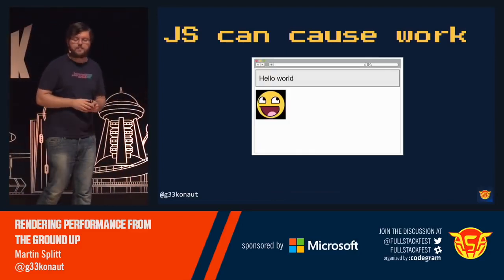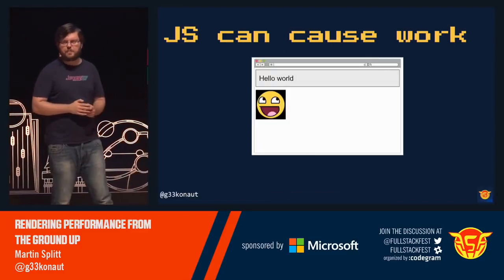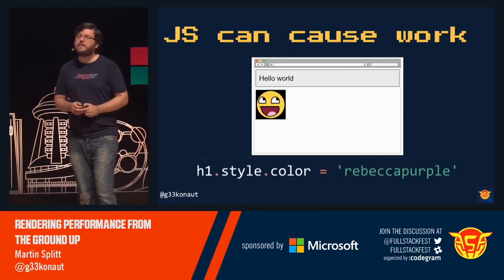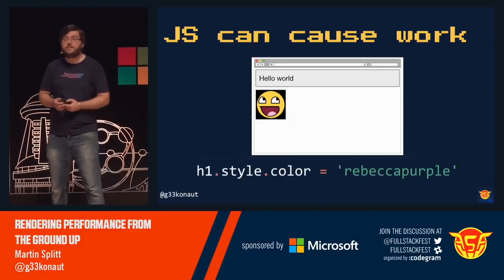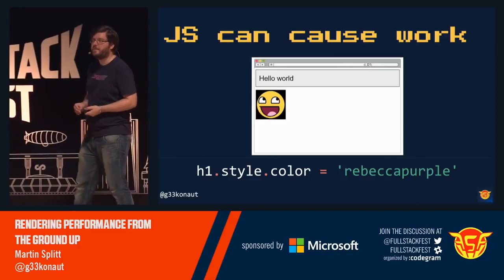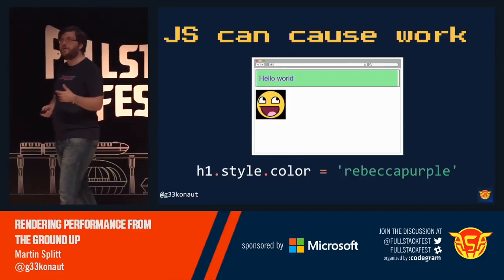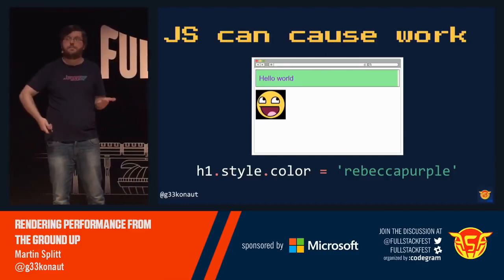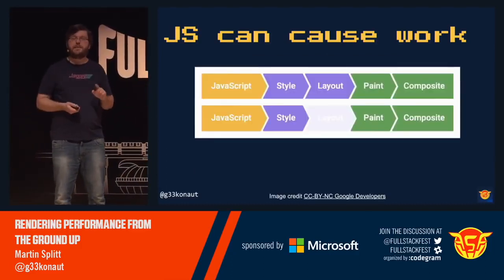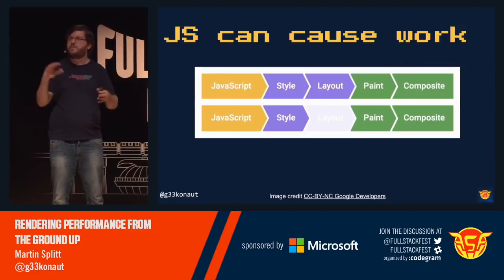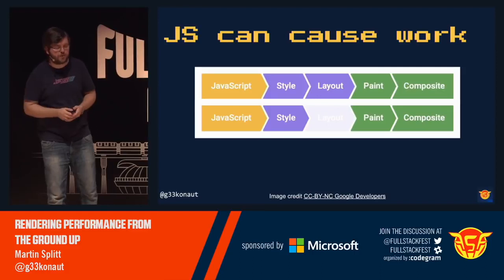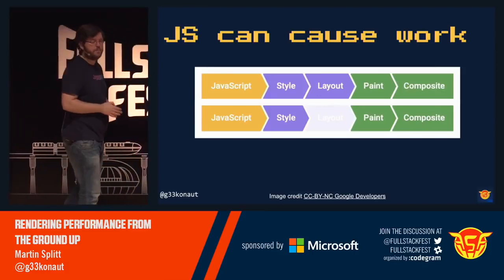But what if our JavaScript does something slightly different? What if our JavaScript says, hey, can we make that text a different color, Rebecca purple in this case? And the browser goes, sure, in that case, I just repaint the pixels that I have to change, and we're good. That's a bit better, because we have actually skipped a step in the process. We didn't have to move things around, so we skipped this entire expensive layout process and just painted and composited.